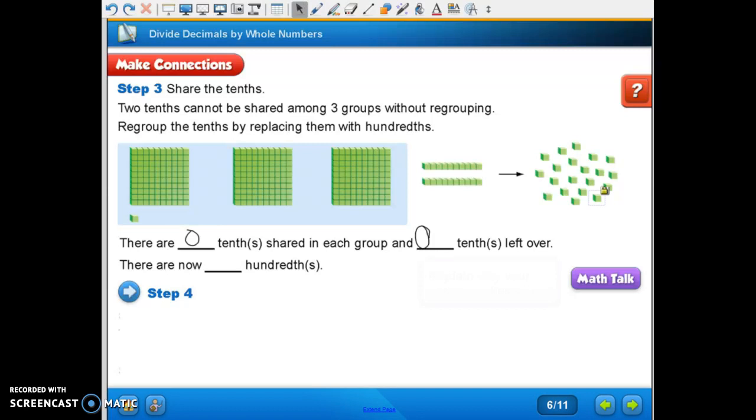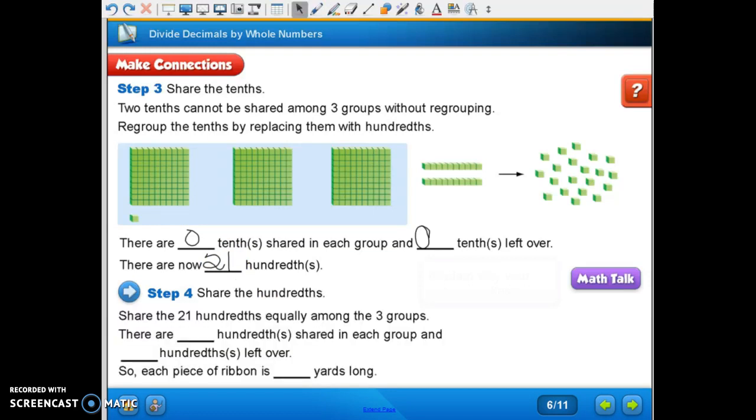So we can't share those tenths, so we're going to have to break them apart into ones. So take your longs and trade them each in for 10 hundredths, the little cubes. So how many hundredths are we going to have? 21, plus the original one that we started with. So now we have 21 hundredths.